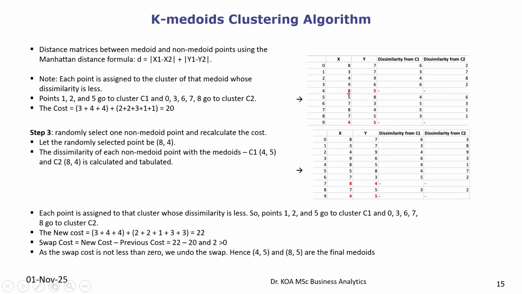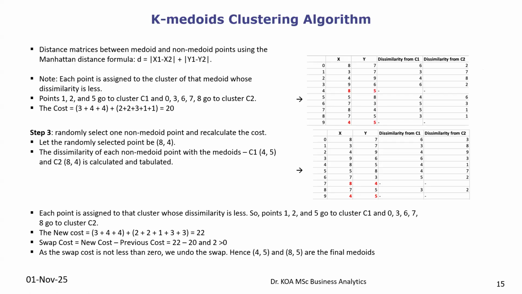Let's start with this. What will be this value for the 4? The x1 value minus the x2 value, and then the y1 value minus the y2 value. Now, if you look at the distance between C1, so if you look at points number 1, 2, and 5, you go to cluster 1, you will see that you have 0, 3, 6, and 7 that will also go to cluster 2.